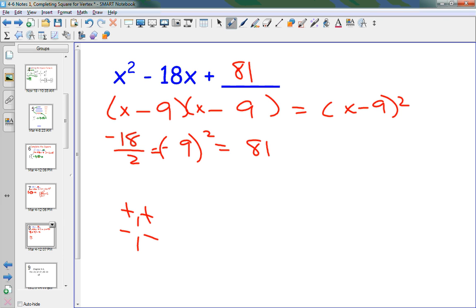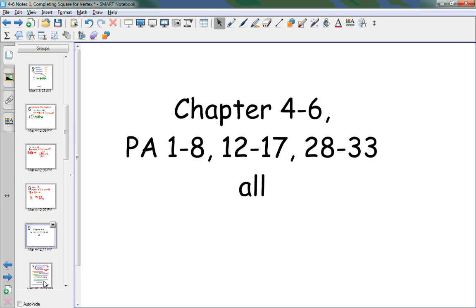Now, this is exactly like all of the rest of your problems, which is going to be 3 through 8 and 28 through 33. So tonight's homework is actually this right here. Practice A, 1 through 8, 12 through 17, and 28 through 33.